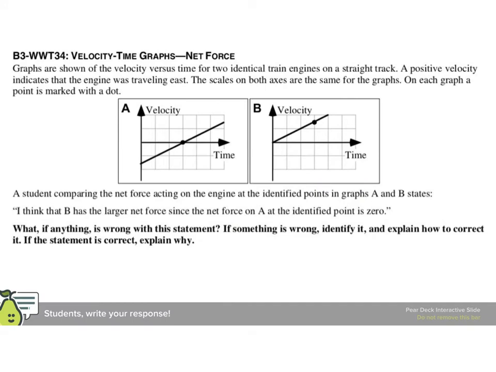So, graphs are shown of the velocity versus time for two identical train engines on a straight track. Positive velocity indicates the engine was traveling east. The scales on both axes are the same for the graphs. On each graph, a point is marked with a dot. A student comparing the net force acting on the engine at the identified points on graphs A and B states, "I think that B has a larger net force since the net force on A at the identified point is 0." What, if anything, is wrong with the statement? If something is wrong, correct it. If the statement is correct, explain how you know. Take a couple of seconds to think about this, and then we'll go over it.